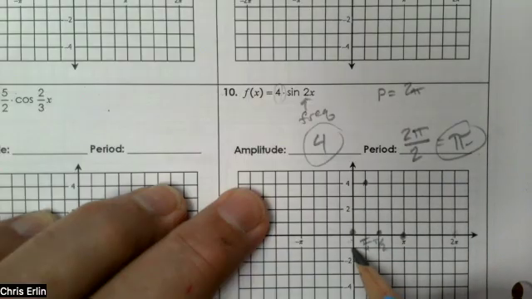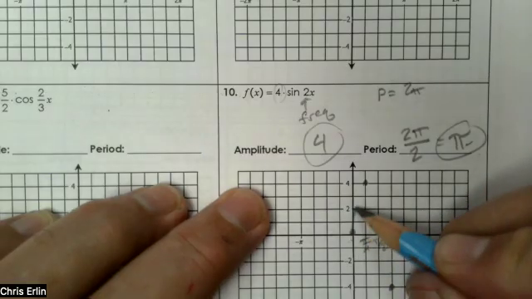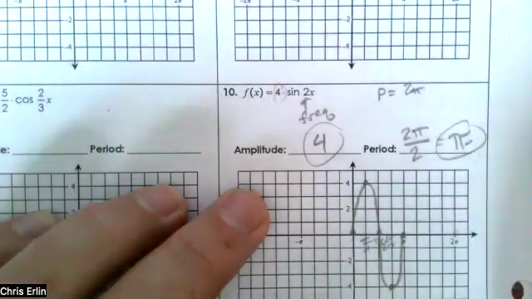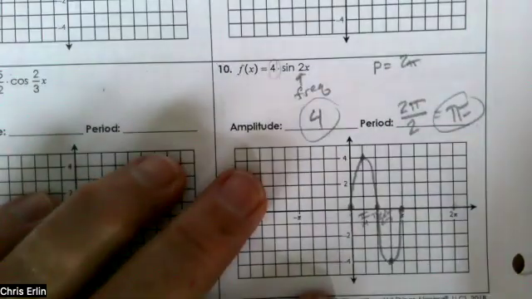And then halfway between here, so 1/4, 2/4, this is going to be 3 pi over 4. It's going to be at a min, 1, 2, 3, 4, a local minimum. And there's my curve for one period.